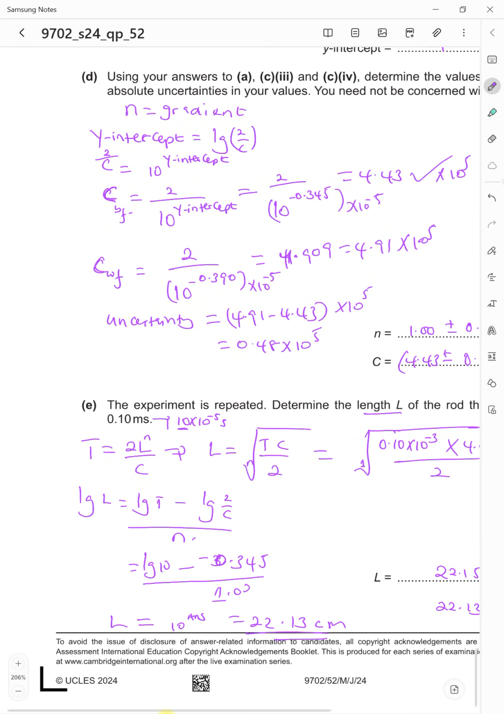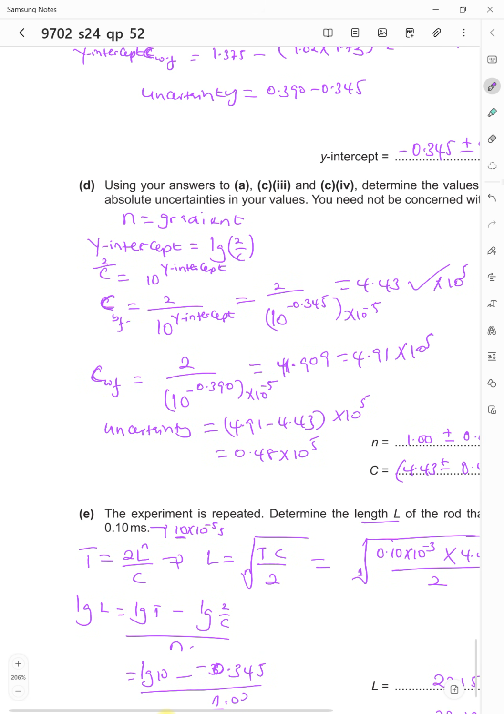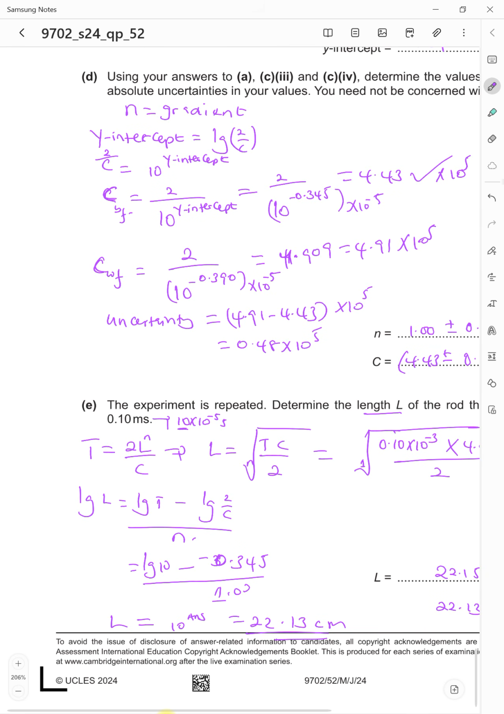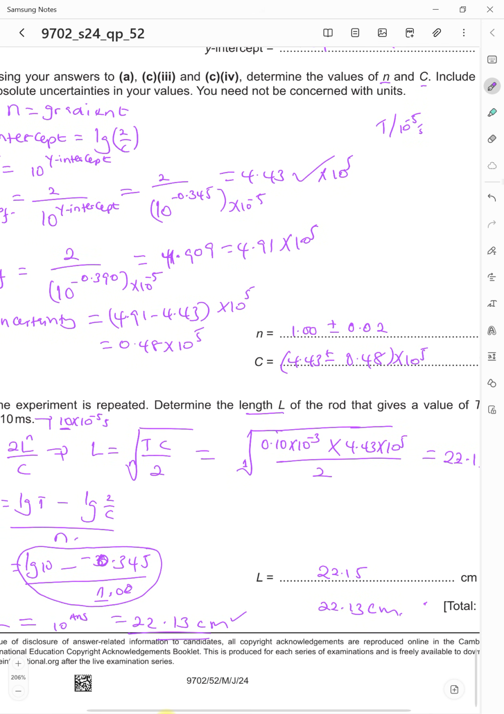Remember when you get the antilog of the y-intercept, and the y-intercept was times 10 to the power of minus 5, within the log, I had to multiply by 10 to the power of minus 5. But here I don't need to multiply by 10 to the power of minus 5 because here I have got a log of 10, and I've added 0.345. I divided this by 1.00. Then I got the antilog of the resultant answer. I was not getting the antilog of t alone. So that's why I don't need to multiply by 10 to the power of minus 5 here. So the answer is almost the same, 22.15 or 22.13.